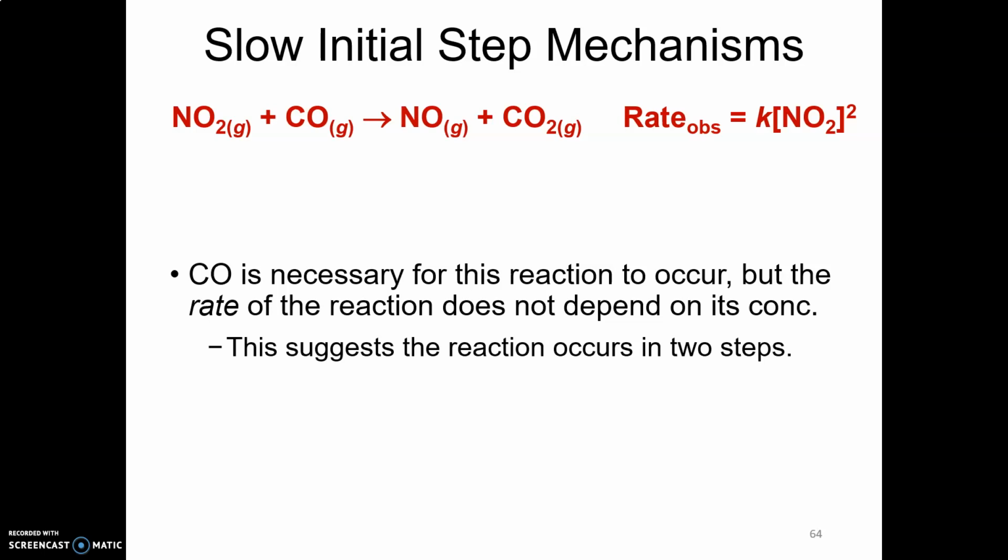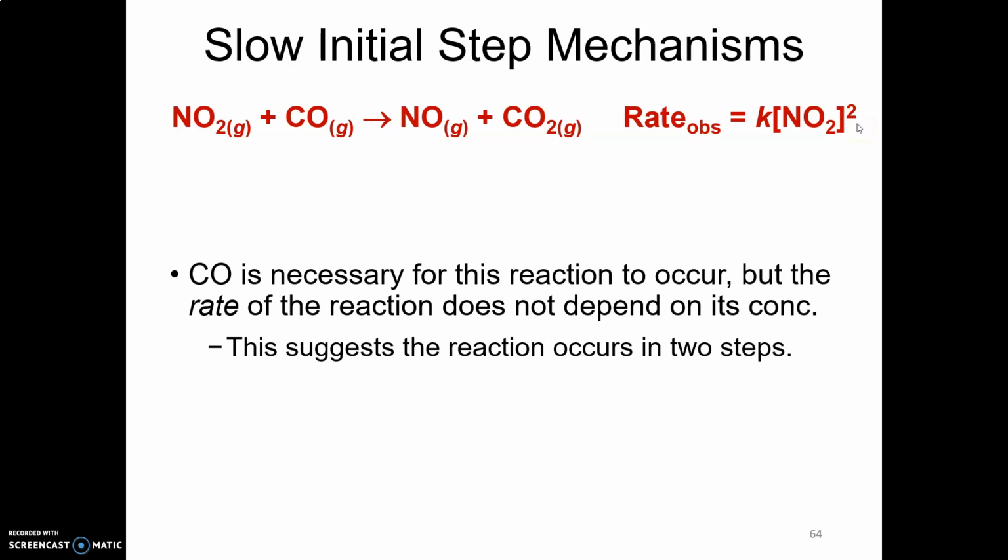Now, carbon monoxide appears as a reactant in this balanced chemical equation. How do we know that this has to be a mechanism? Because if I predicted the rate law for this, I would predict rate equals k times the concentration of NO2 times the concentration of CO. But instead, CO doesn't appear at all and NO2 is squared. So we know this has to be a mechanism.